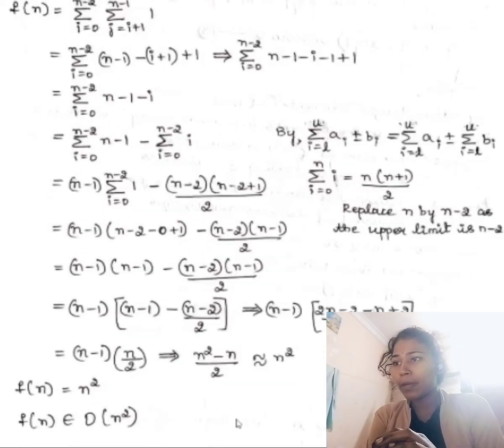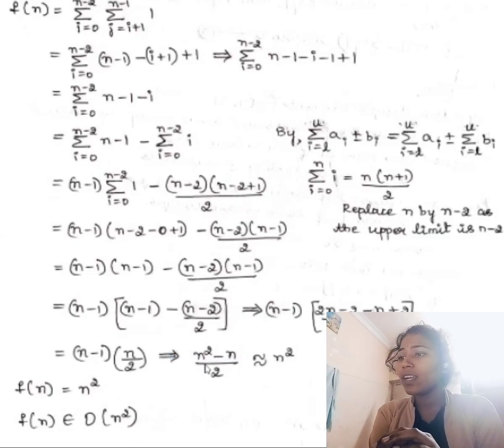Finally, solving mathematically, we get (n minus 1) n divided by 2, which is (n square minus n) divided by 2, which is of the order n square. So f of n equals n square, and f of n belongs to big O of n square.